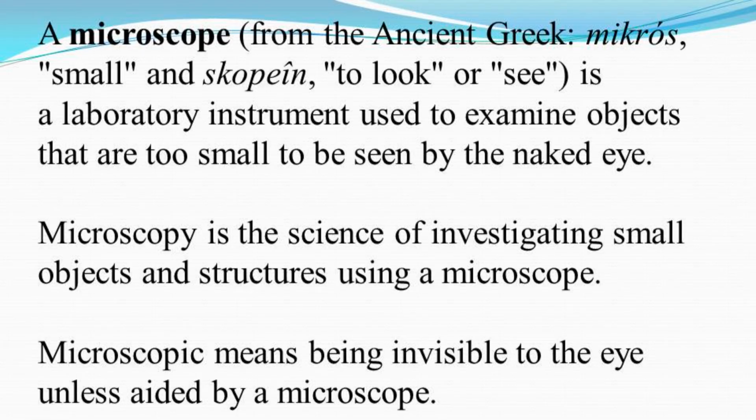The word microscope is derived from the ancient Greek, in which micros means small and scopian means to look at or to see. It is a laboratory instrument used to examine objects that are too small to be seen by the naked eye. Microscopy is the science of investigating small objects and structures using a microscope. Microscopic means being invisible to the eye unless aided by a microscope.